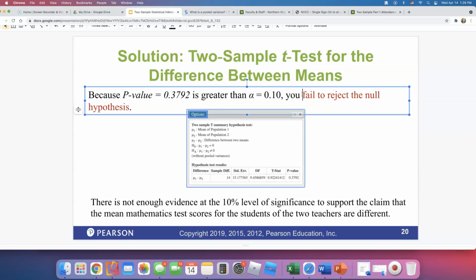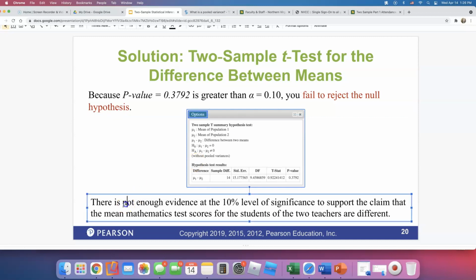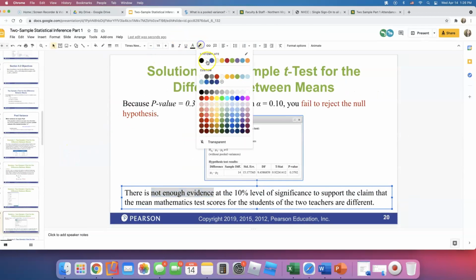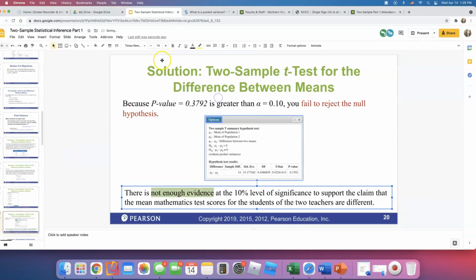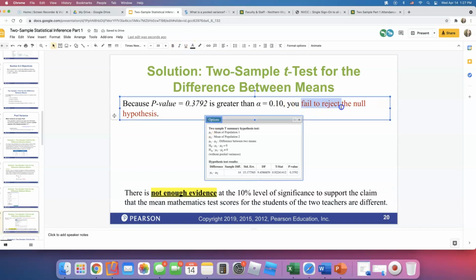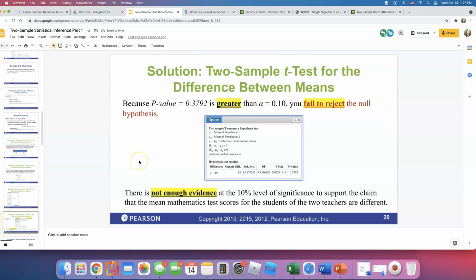We don't really have any statistical evidence. This is not fun. So we have to tell them that there is not enough evidence. Okay, there's not enough evidence. I'm gonna go ahead and highlight this. And what else is important? That we failed to reject because the p-value was greater. So when you're doing your test, you want that p-value to be small, right? But because p-value was greater than the alpha level, we failed to reject the null.